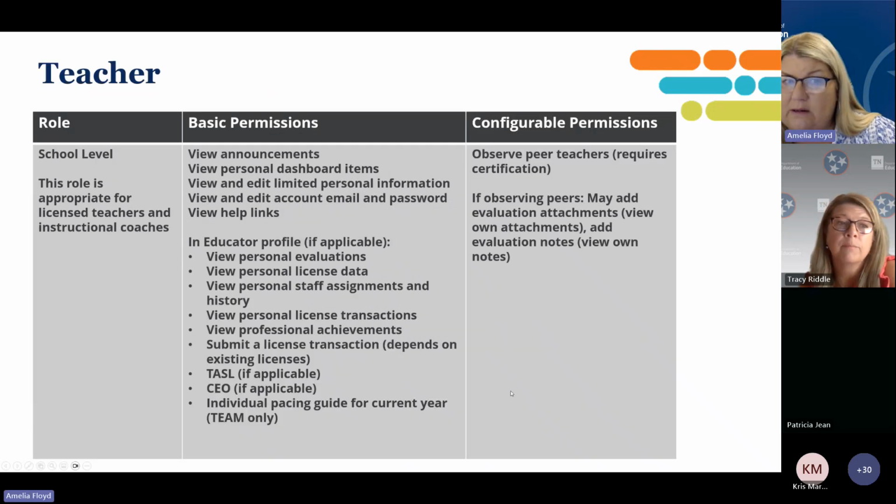Teacher role is only a school level role. They have basic permissions here. That's the center column. They can see their information, their license, their evaluation information. And then they can be configured to observe peers. They have to have that required certification. Once they get that, then they can see their peers' evaluation profile. If they're observing peers, they may add evaluation attachments and notes. This is appropriate for licensed teachers and instructional coaches.